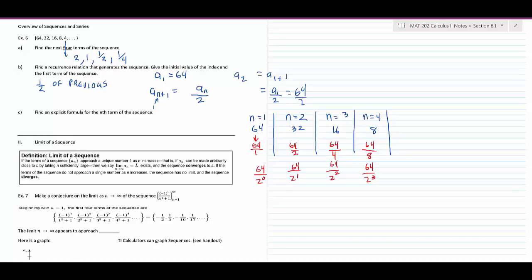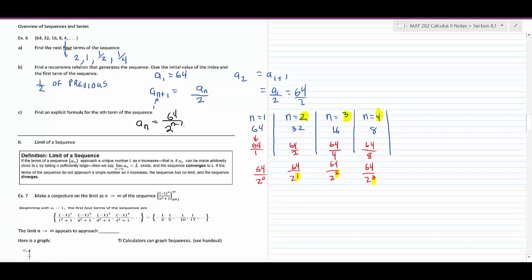Because when you're doing a formula, you're always trying to have n in your formula. So notice if n is 2, the exponent's 1. If n is 3, the exponent is 2, and so forth. So that means your explicit formula, you would write that a sub n equals 64 over 2 to the n minus 1. So that is your explicit formula on the problem.